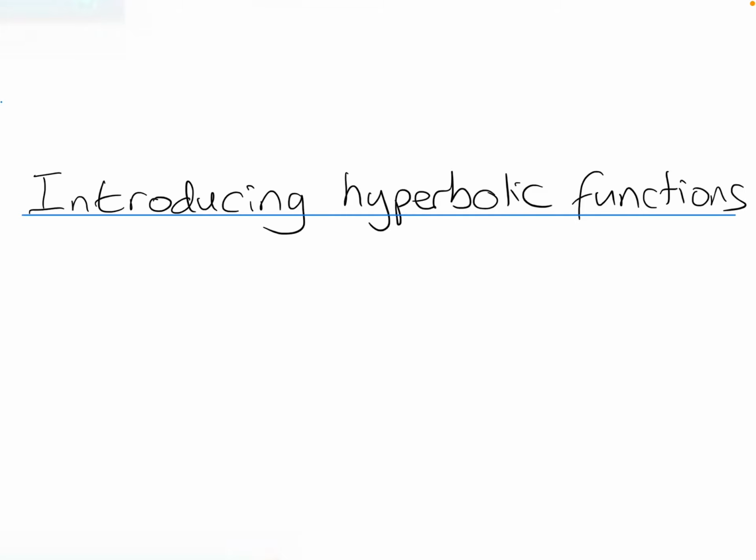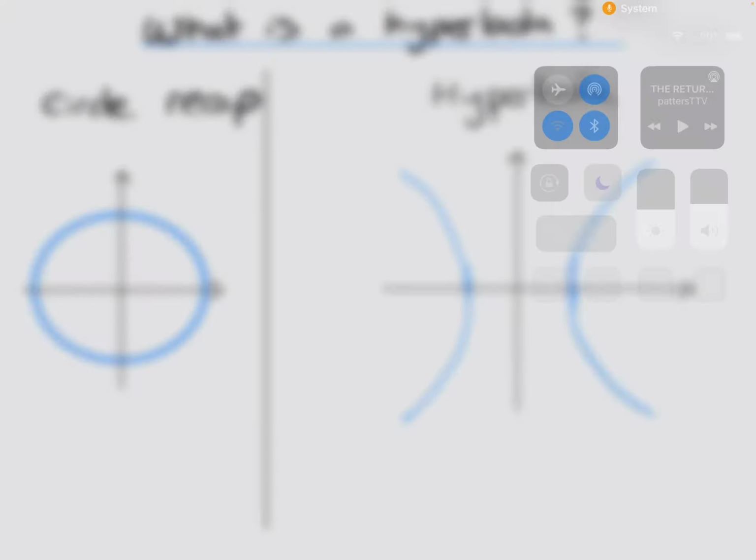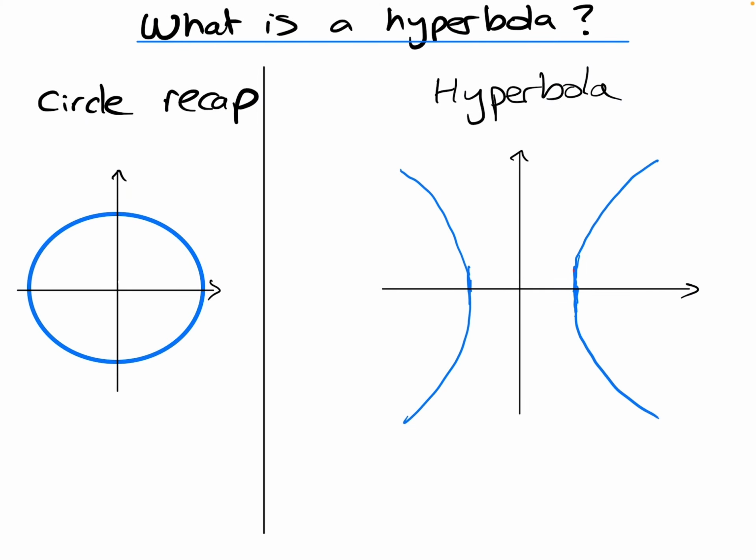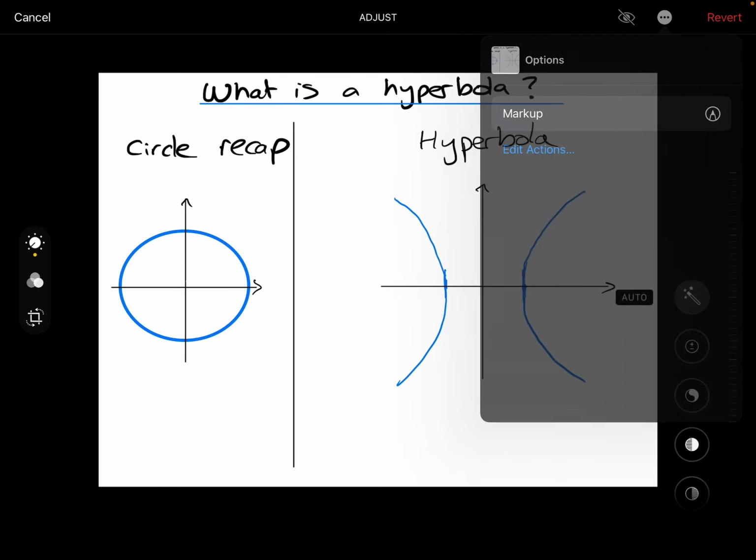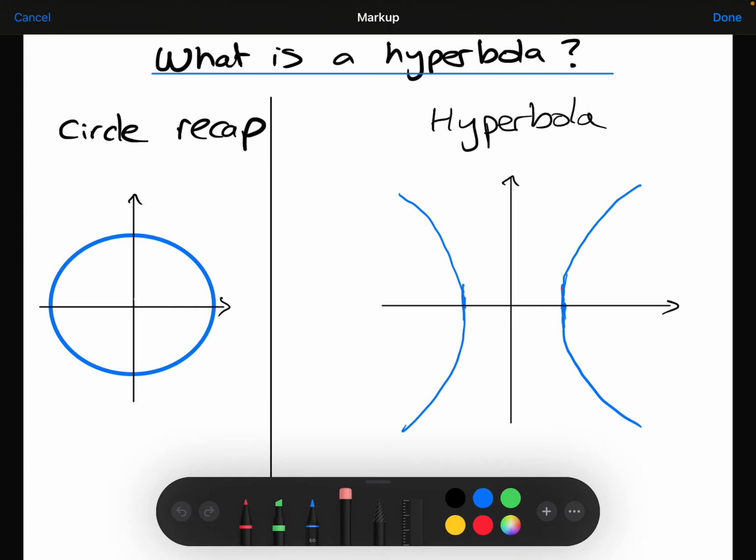This video is introducing the hyperbolic functions, but first we actually need to talk about what a hyperbola actually is, because you've never actually come across it before. It used to be taught quite a lot in the old A level, but it's not actually taught at all really now under the new specification, apart from in the use of hyperbolic functions. This is the hyperbola on the right hand side over here. That's what a hyperbola looks like, and it's defined in a similar way to a circle.